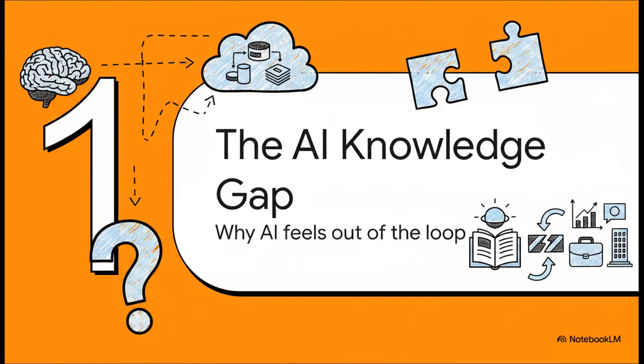And this isn't just a random problem. It actually has a name, the AI knowledge gap. It's this fundamental separation that stops a general-purpose AI from being truly useful for your specific business or your personal life right out of the box.